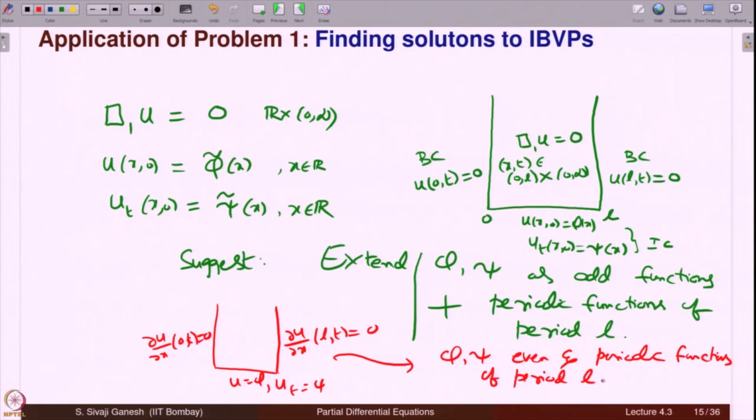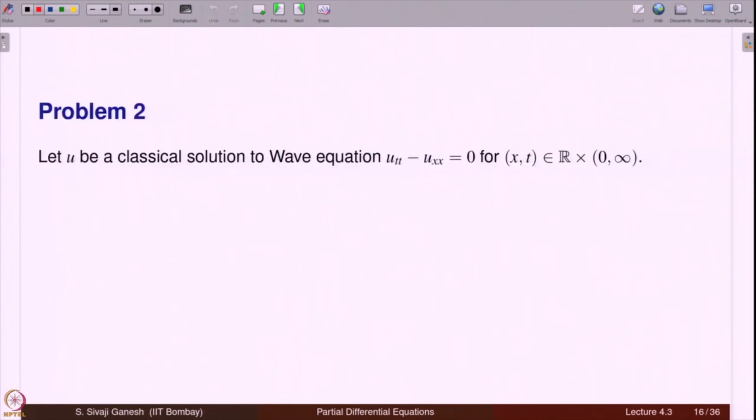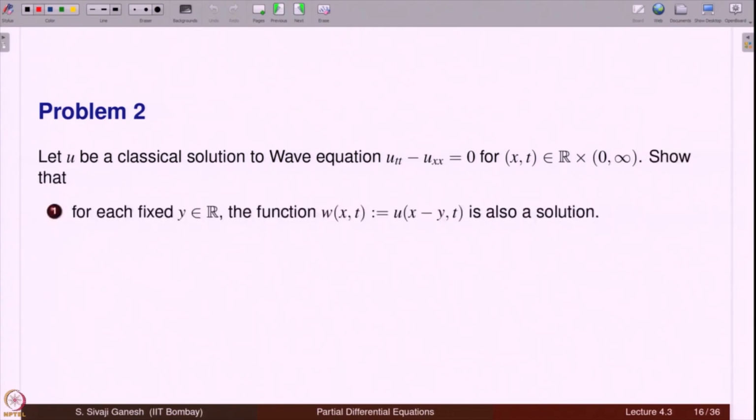So, that solution will also be even and periodic, and these conditions are satisfied. Okay, let us move to the next problem. Let u be a classical solution to the wave equation. Show that for each fixed y in R, the new function which is defined by translating u by y is also a solution.